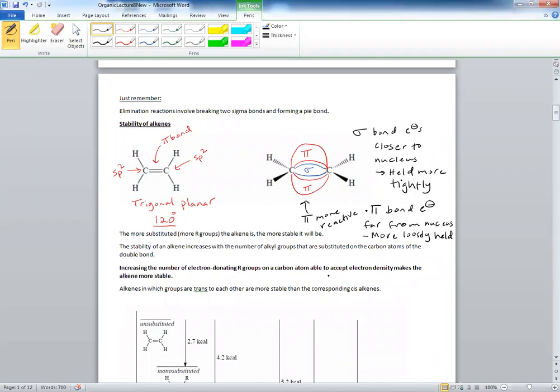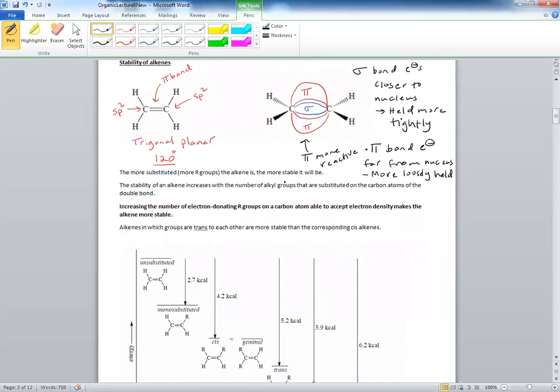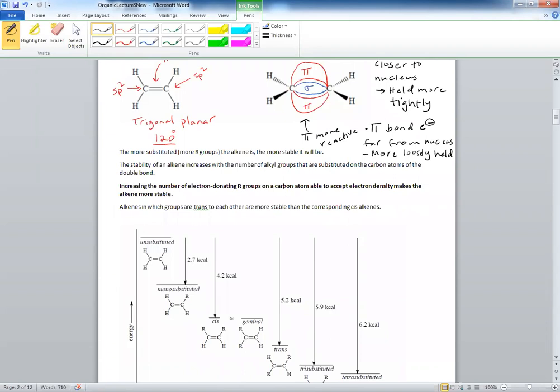What do we need to know from this? So just giving you some understanding here, when we talk about elimination reactions, we always have to think about making, once again, the most stable product or most stable alkene. And the key here is that the more substituted, more R groups, the more stable the alkene will be. So the stability of an alkene increases with the number of alkyl groups that are substituted on the carbon atoms in a double bond.